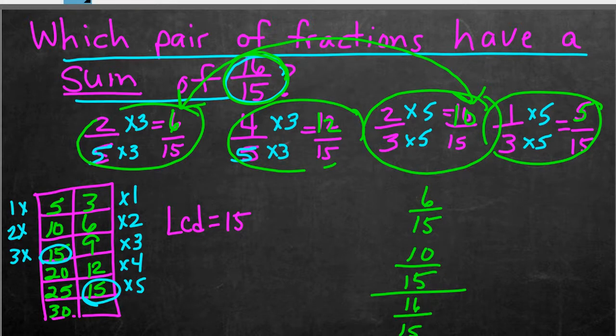Now the original fractions is what I'm actually looking for. So that original fraction that's equivalent is the fraction that's going to be in your question. So we would say that 2/5 plus 2/3 does equal 16 out of 15.